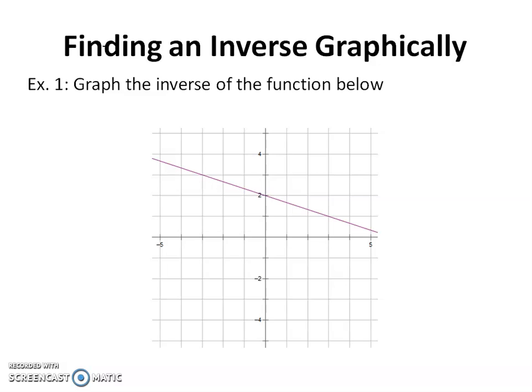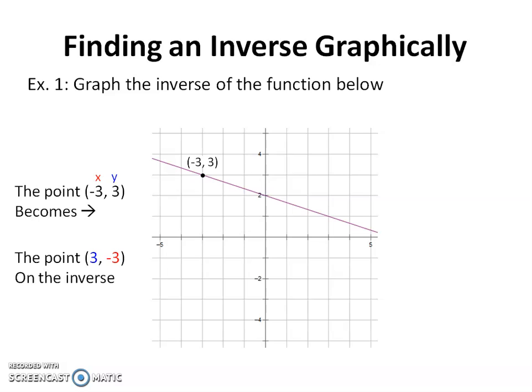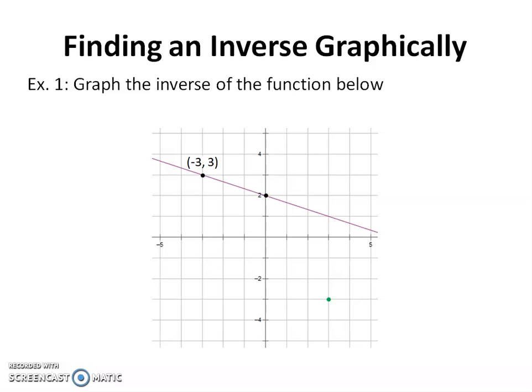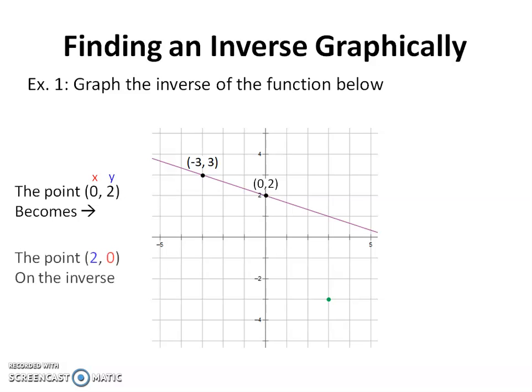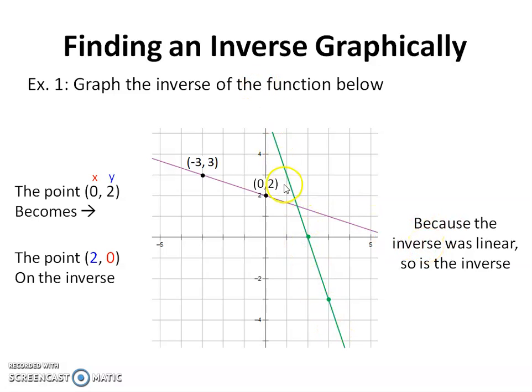If I asked you to graph the inverse of the function below, I could pick any point on the function. I'll pick one that has integer coordinates. This has coordinates -3 and 3. That means that when I switch those, that was the x and that was the y, when I swap them, the point 3, -3 is on the inverse. That's over here. And I would take a second point as well. I could do a third or fourth point. The point 0, 2 as an x, y becomes, when I switch them, 2, 0, that's over here. And because the original was linear, the inverse is linear as well. That's the inverse of the function. And that is an intro to finding inverses.